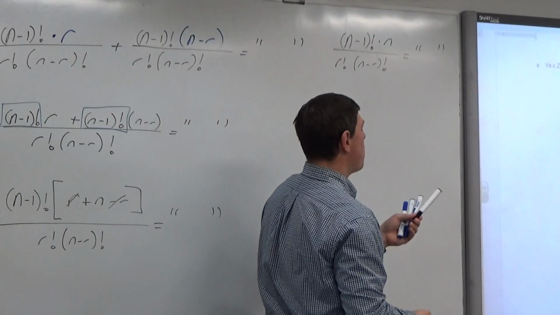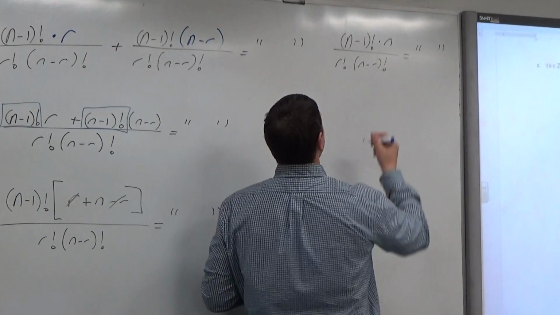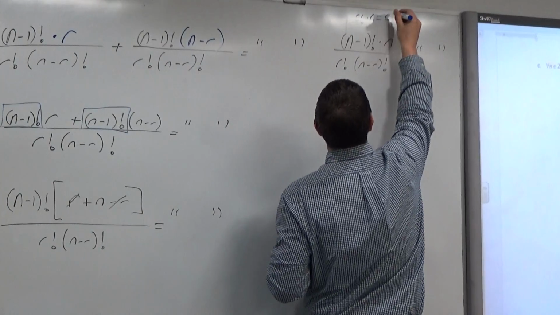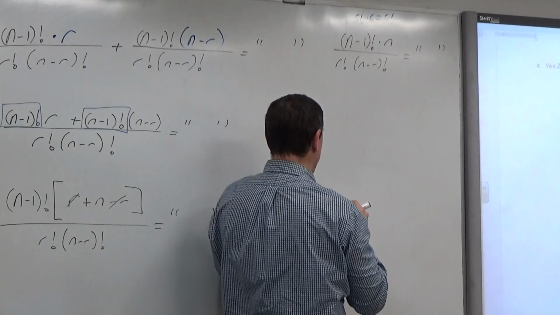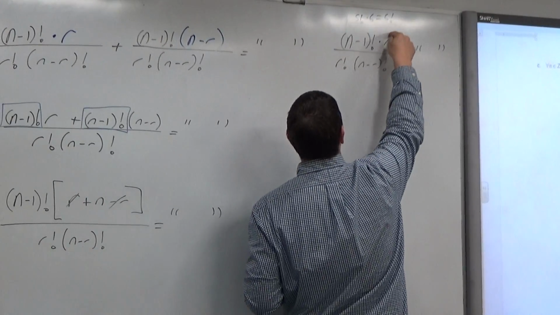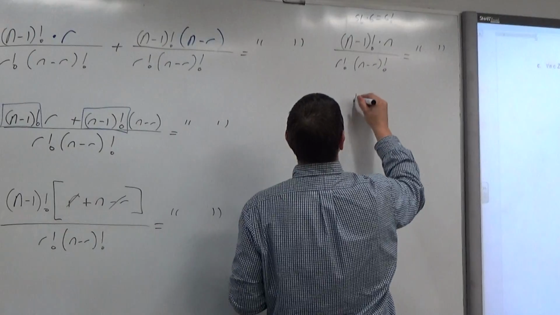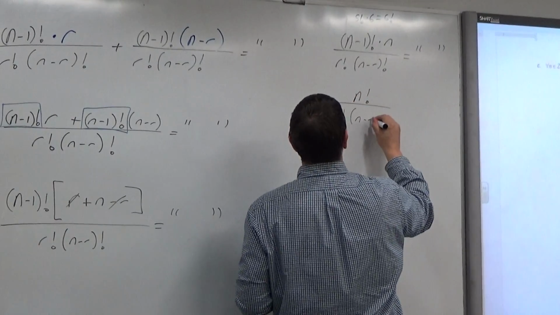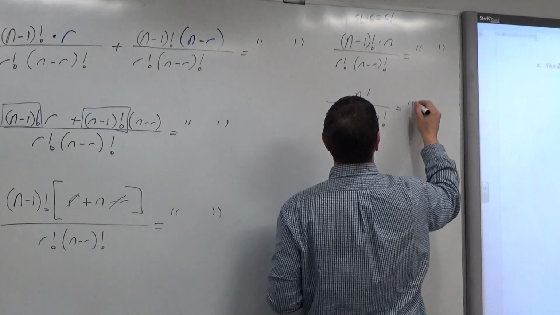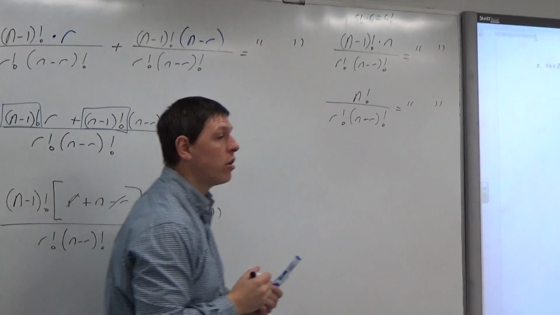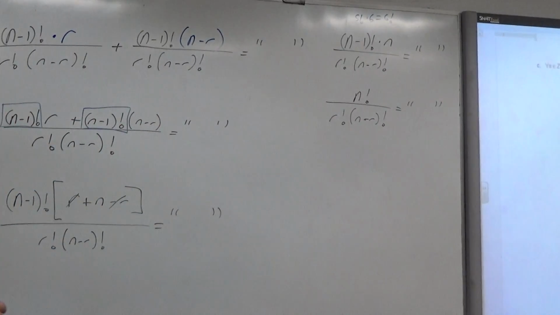Well, now you're multiplying by n. So this would basically be like if I had 5 factorial times 6 is actually equal to 6 factorial, okay? It's the same idea. You have one less factorial and the next factor up. So this is n factorial over r factorial, (n minus r) factorial. Okay, that looks good. That's it, because that's the very definition of a combination, right?